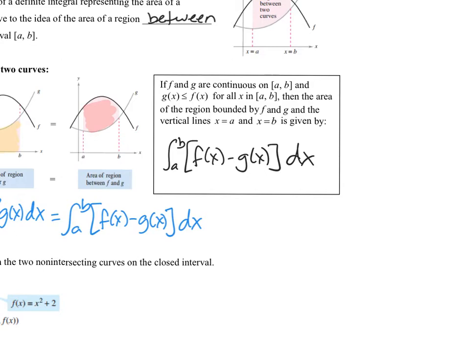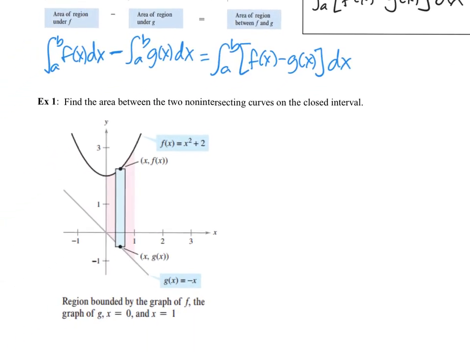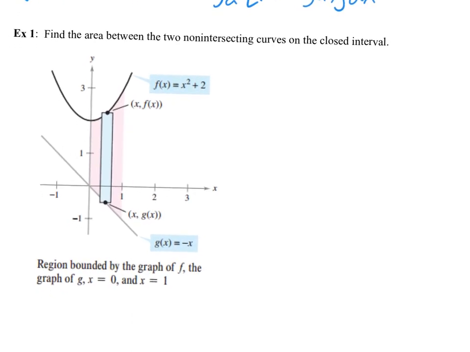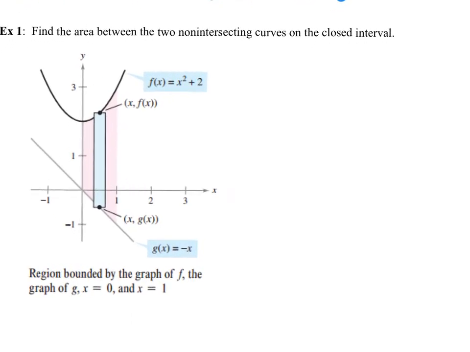Let's take a look at some examples and see how this works. Example 1 says, find the area between the two non-intersecting curves on the closed interval. What we're looking at is the region bounded by the graph of f, the graph of g, and the vertical lines x equals 0 and x equals 1, which is this line.